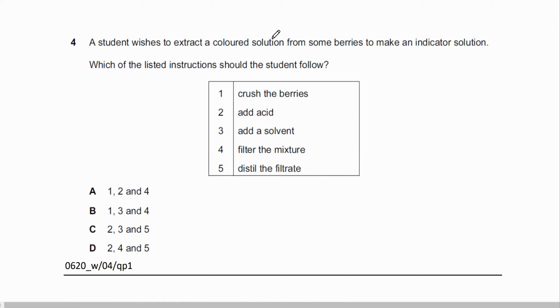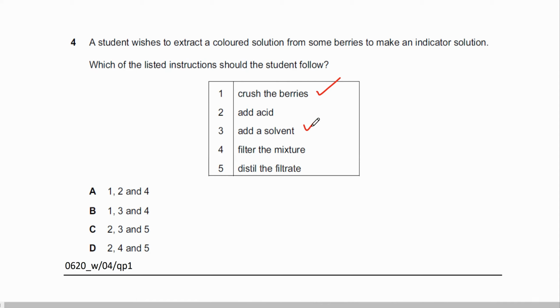So, what is the correct order? I mean, what would you do? What's the first thing that you would do to the berries? You would crush them. Okay, so it's definitely either A or B. So you would crush them, and then what do you do? Add a solvent. Okay, you add a solvent. This is exactly what you do. Like if you make a fruit juice, you add water to it so that whatever comes out dissolves in it.